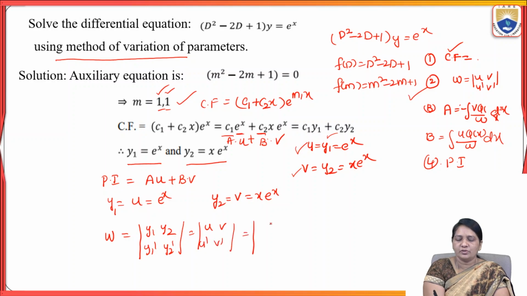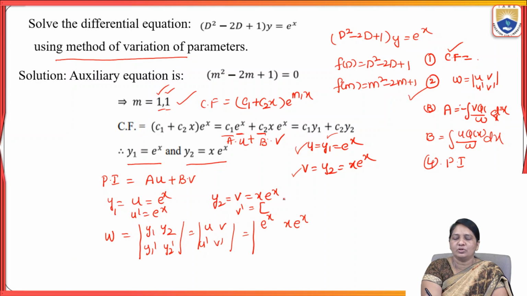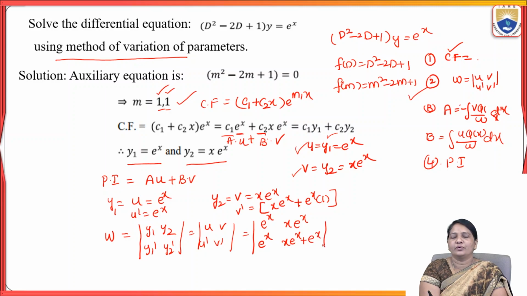What is the u value? The u value is e power x and the v value is x into e power x. What is the u dash value? The derivative of e power x is e power x. What is the v dash value? Here we have to use the u into v formula: x into e power x gives e power x plus e power x into x derivative, which is 1. So u dash is e power x and v dash is x into e power x plus e power x.